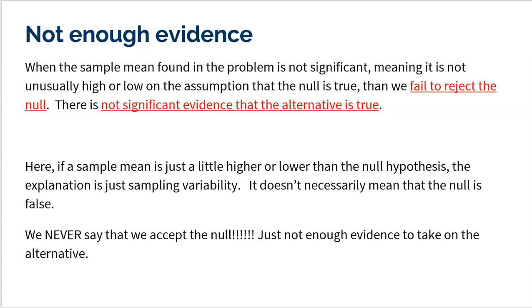Here, if a sample mean is just a little higher or a little lower than the null hypothesis, that's actually going to produce a large p-value, because a p-value is going towards the tail. So if your sample is close to the center, then you're going to have a big p-value to the right. Well, the explanation is probably just sampling variability. It doesn't necessarily mean that the null is false.